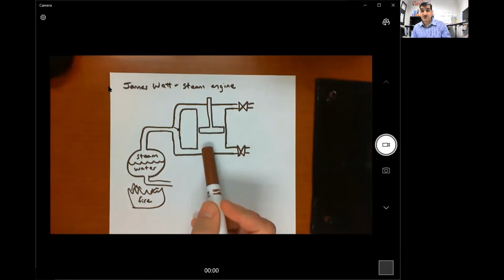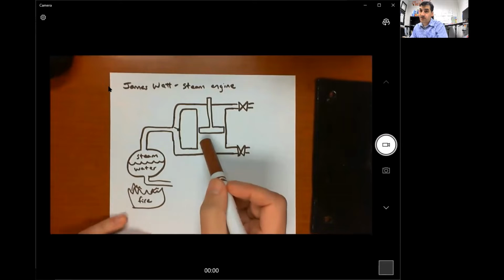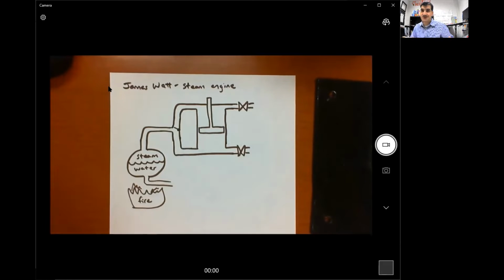So this is, you know, a big improvement potentially, right? We're applying the power stroke to both movements of the piston as it goes up and as it goes down. So a double acting piston or a double acting cylinder means that we're forcing it up and then we're forcing it down and then forcing it up and then forcing it down. So then that repeats over and over and over again.